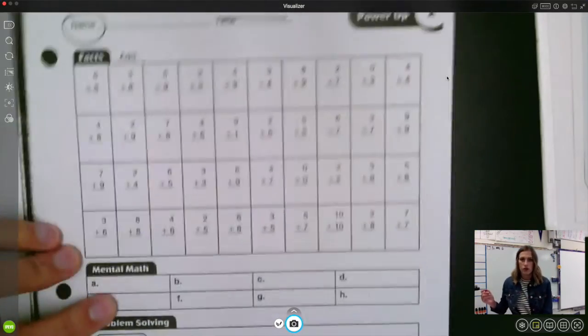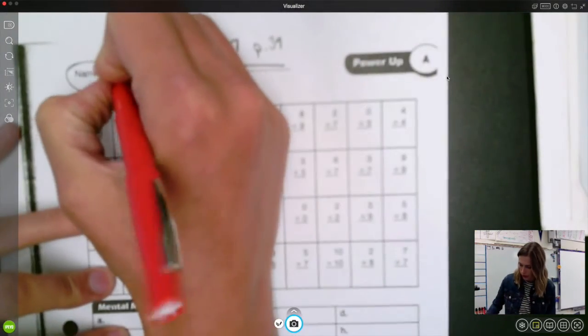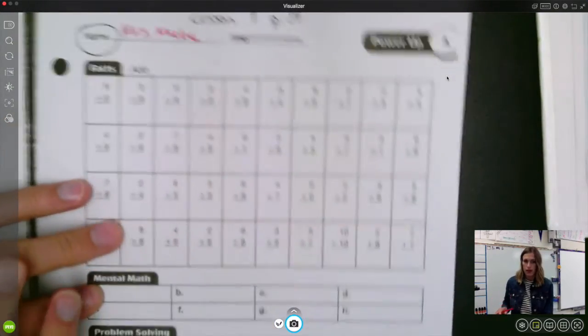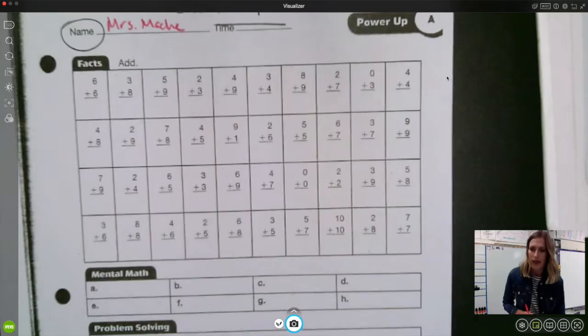All right, we're ready to get going on correcting this. Make sure that you've got your name on your paper. Go ahead and double tap that. Then we'll get going on our facts.